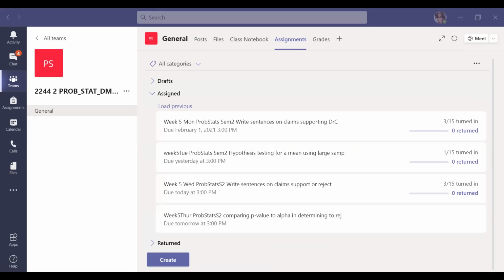When I saw you guys yesterday, we talked a little bit about writing claims, null hypothesis, alternative hypothesis, and rejection of the hypothesis itself. We also talked about comparing the p-value with the alpha. Just keep in mind that if the p-value is less than the alpha, you should reject the null hypothesis. However, if the p-value is greater than or equal to the alpha, you do not reject the null hypothesis.